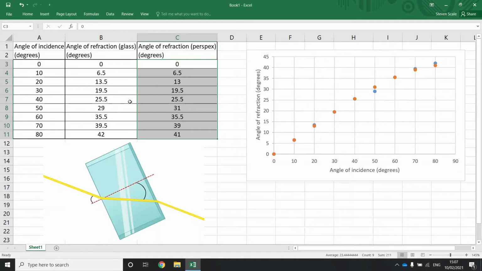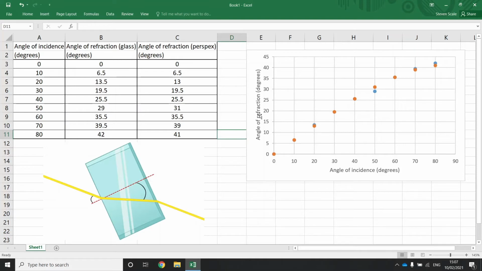Okay, so if we look at the results, as I increase the angle of incidence on the graph, you can see that the angle of refraction is increasing as well. It's not a straight line, it's a curve. Okay, so that curve shows me that both the glass block and the Perspex are behaving in the same way. So the curve must have something to do with the way refraction works.